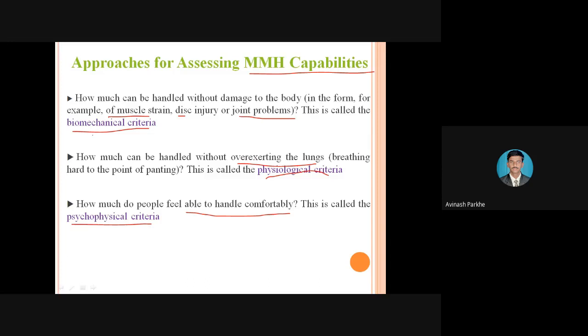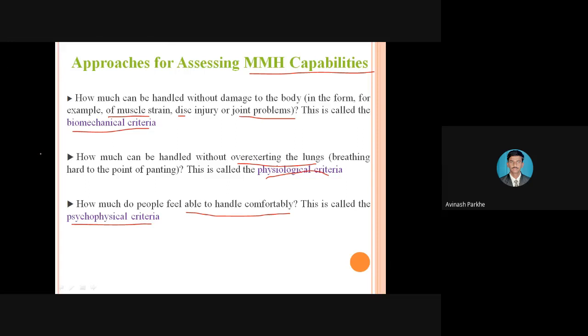So these are the three important approaches or the three important criteria which we are considering while handling the components, and that factor is called manual material handling. Manual material handling means all the jobs or all the components will be handled by the operator only. This particular criteria will not be applicable for the material handling devices. Material handling devices la he criteria applicable nahi. All the three criteria will be applicable for the operator only. Therefore this MMH is called manual material handling.